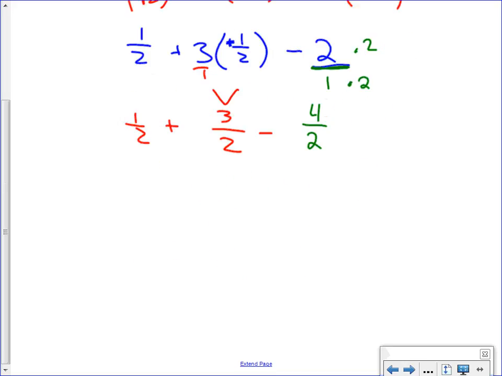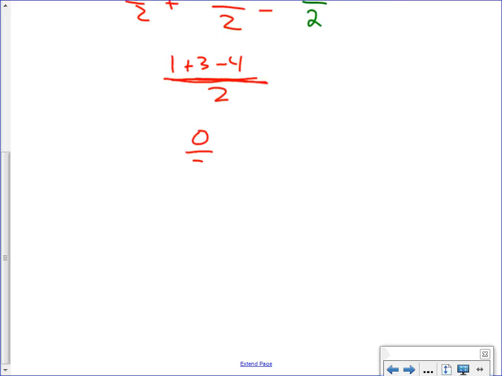Did I go too fast? Good. Okay. Now, we know our denominator is 2. That's easy because it's all common. And you could just go 1 plus 3 minus 4 since they're all over 2. Oh, all of that for 0? 0 over 2 is just 0. All that for nothing. I know.